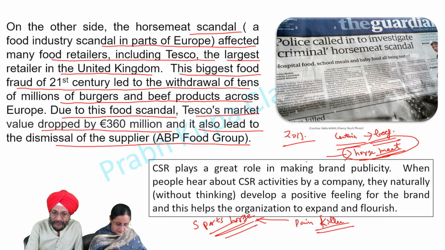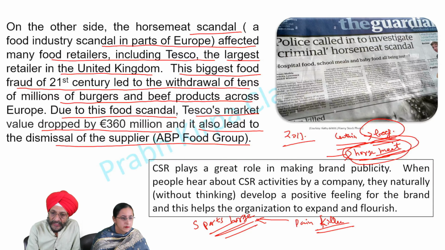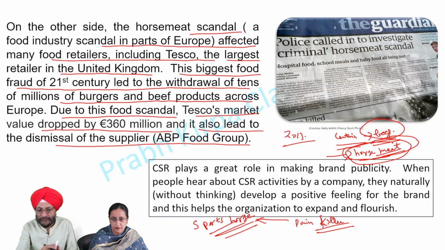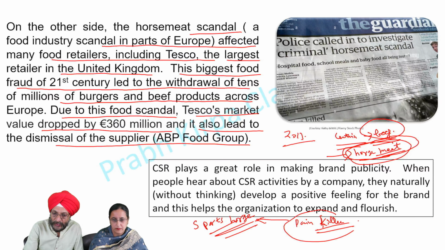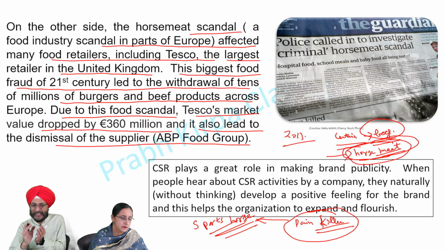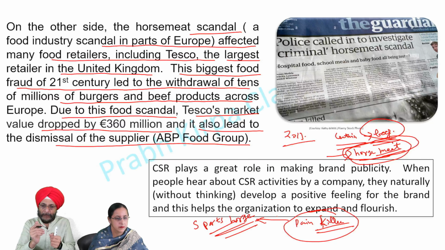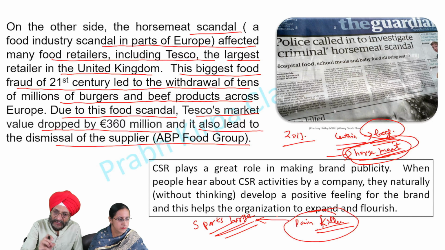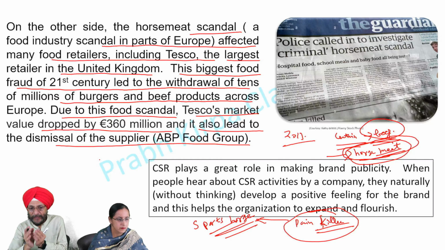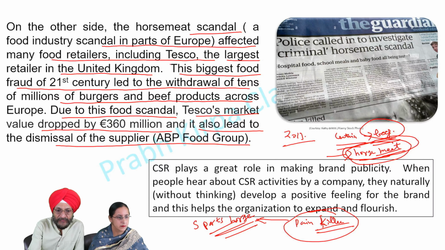So when the people came to know that instead of beef, they were being provided with horse meat, and that horse meat could also be from some sports horse which is being given a painkiller not suitable for human beings, it gave the impression that the wrong type of raw materials or food is being supplied to the public and the advertised products are not being supplied. It adversely affected the brand image as well as the brand value of many companies like Tesco.